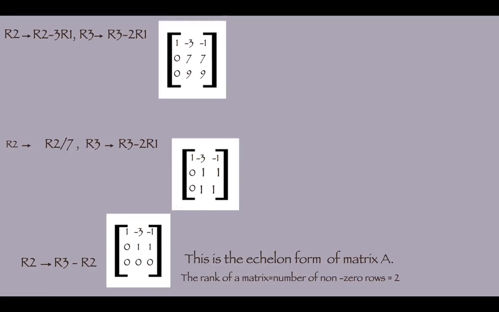The rank of a matrix is equal to the number of non-zero rows. So here the number of non-zero rows is 1, so that rank is also 1.